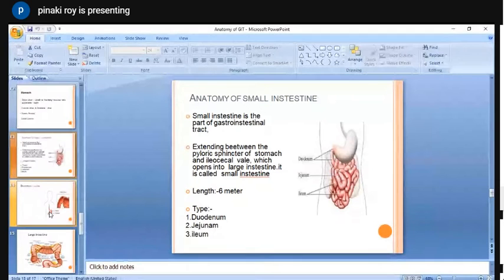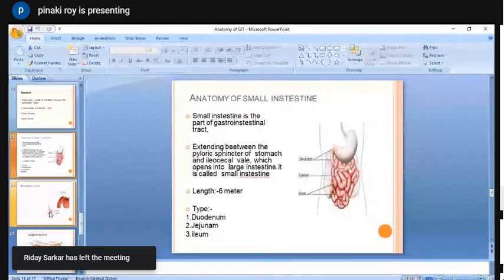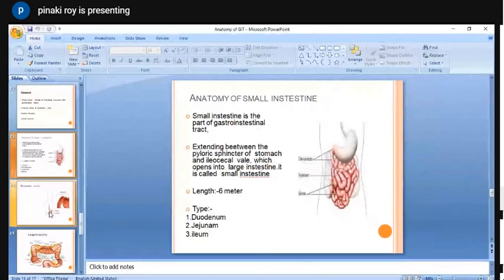And in the second part, the important structure, what you must know, is the ampulla of Vater. As well as pancreas opens at the ampulla of Vater. That is the second part of duodenum. And in the second part, third part, and the fourth part, the characteristic arrangement of mucosa is called plica semilunaris.